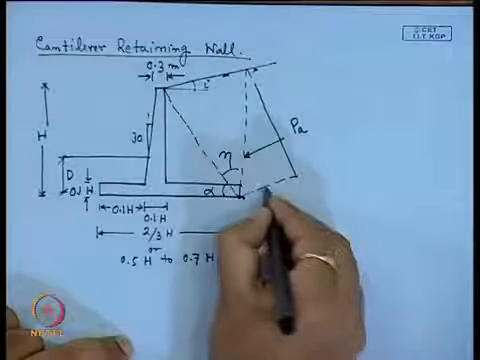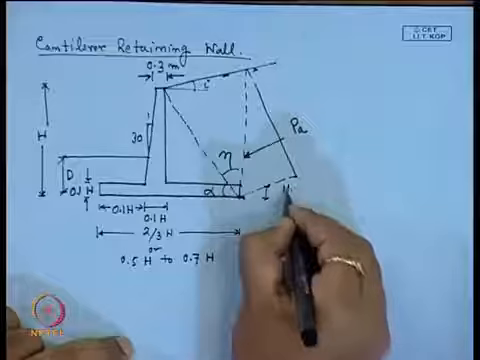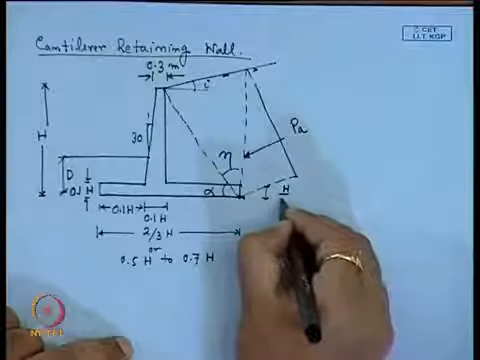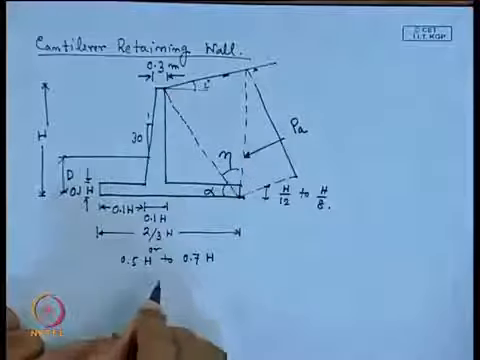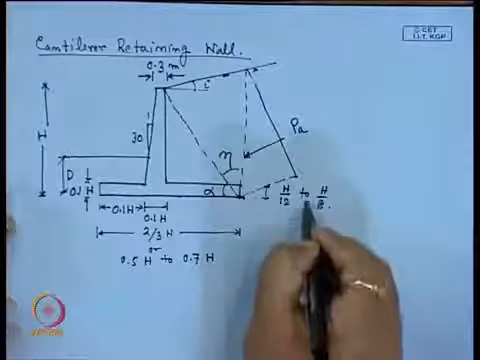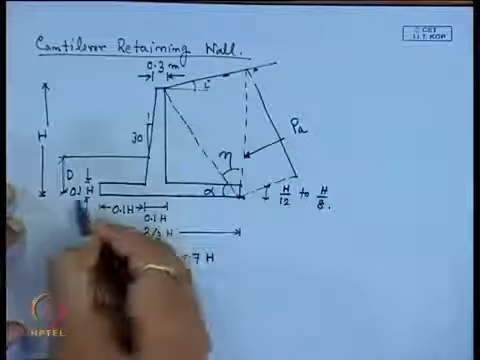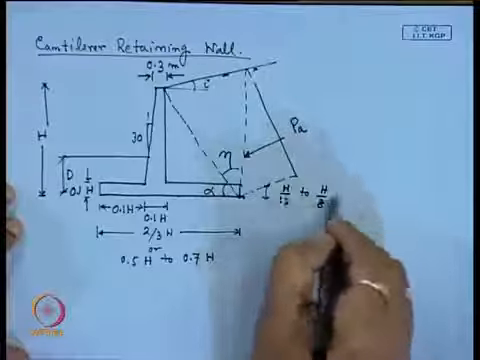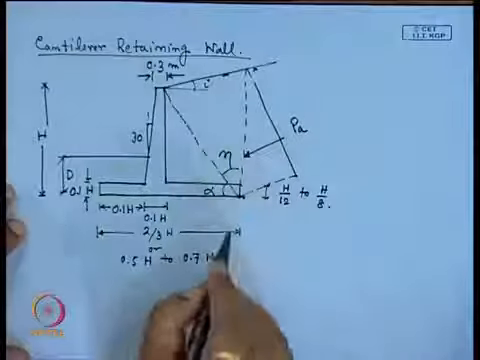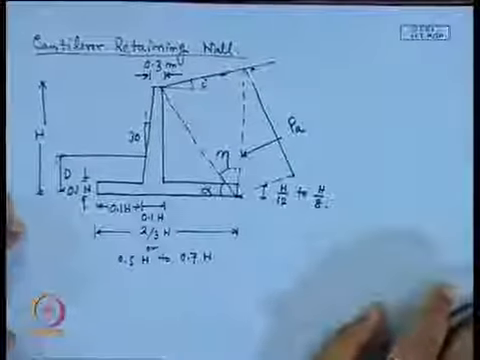Now, similarly, the thickness of this side is also taken as either 0.1 h, or h by 12 to h by 8. So that means it is in between, that is h by 10, which is considered here. The average value of these two is 0.1 h. So, these are the guidelines to choose the initial dimensions of this retaining wall.